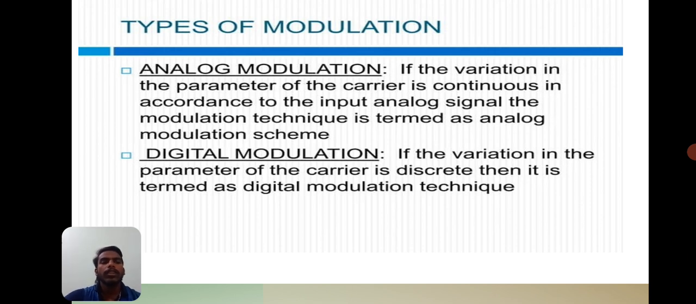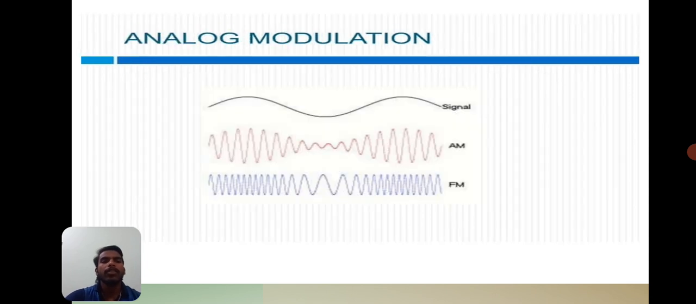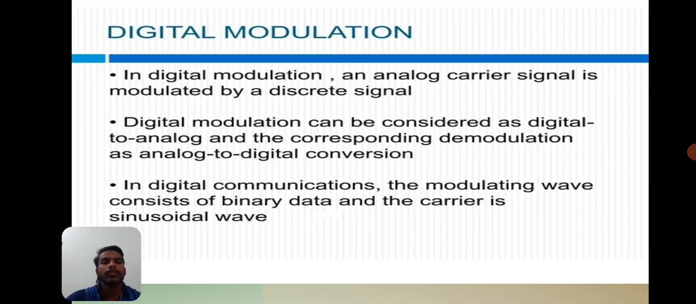Analog modulation is when the variations in the parameter of the carrier are continuous in accordance with the input analog signal. The modulation technique is then termed an analog modulation scheme. If the variation in the parameters of a carrier is discrete, then it is termed a digital modulation technique. Examples of analog modulation are amplitude modulation and frequency modulation.